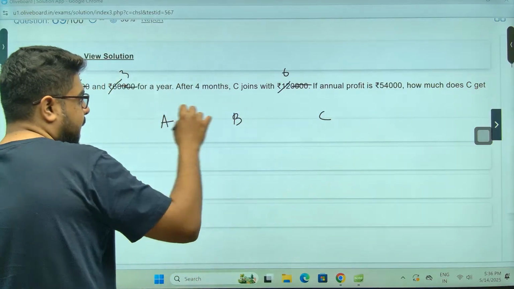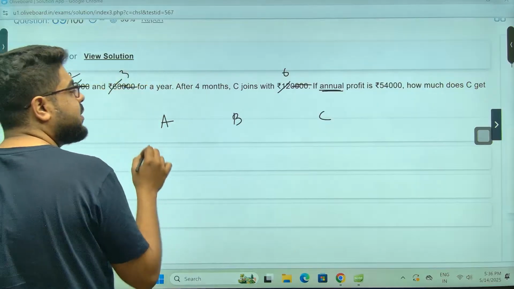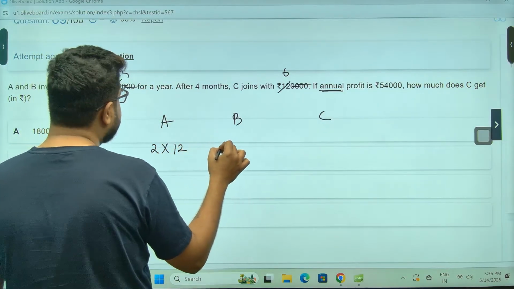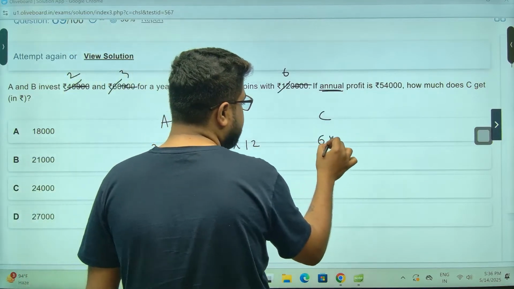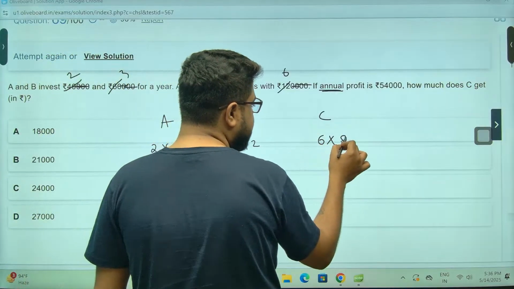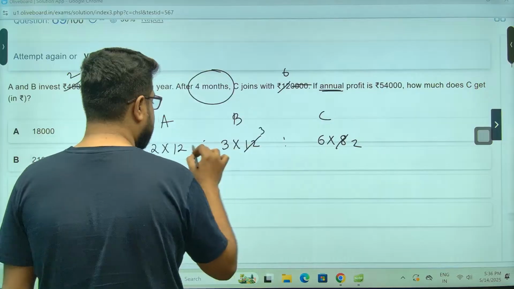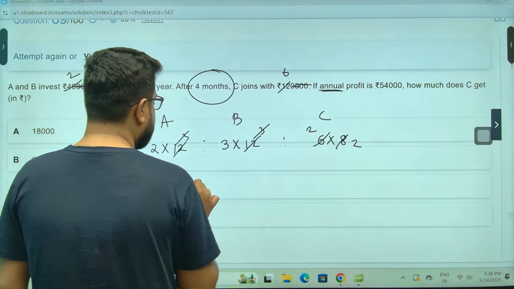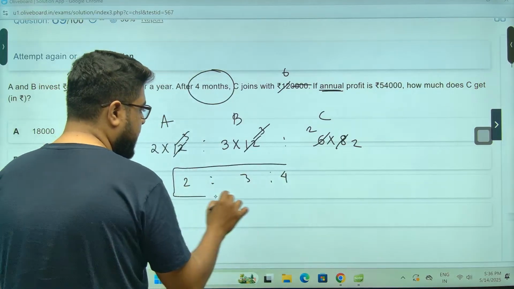Now, annual profit means the total business is of 12 months. A and B started from the beginning. So A's money, 2 rupees, was there for 12 months. B's money, 3 rupees, was there for 12 months. C's money, 6 rupees, was not there for 12 months because he joined after 4 months. So his money was there for only 8 months. Calculate, sir: 2 by 12, 3 by 12, 6 by 8. The ratio comes to 2:3:4.